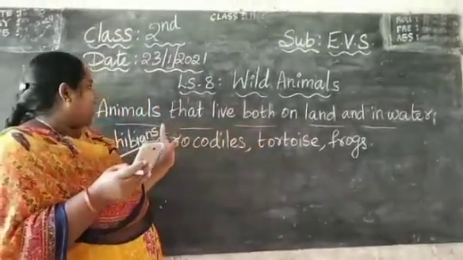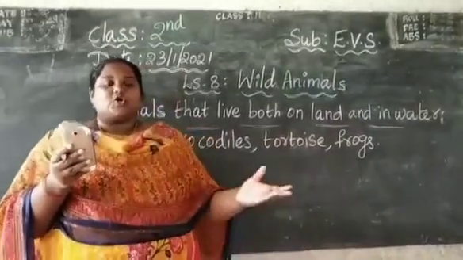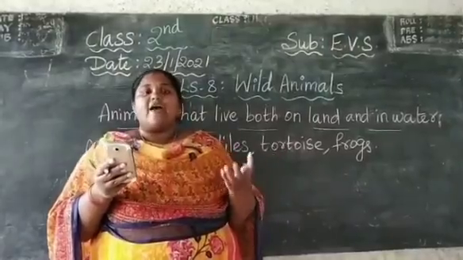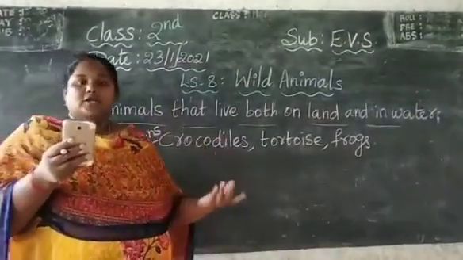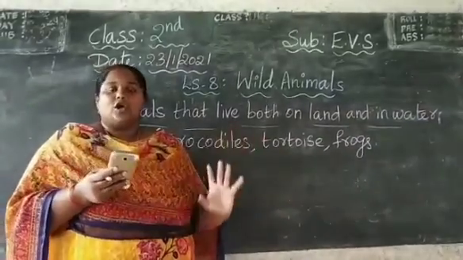And the last topic is animals that live both on land and in water, like crocodiles, tortoise and frogs, etc. These animals are called amphibians. Frogs lay their eggs in water, and crocodiles and tortoises lay their eggs in sand or on land.